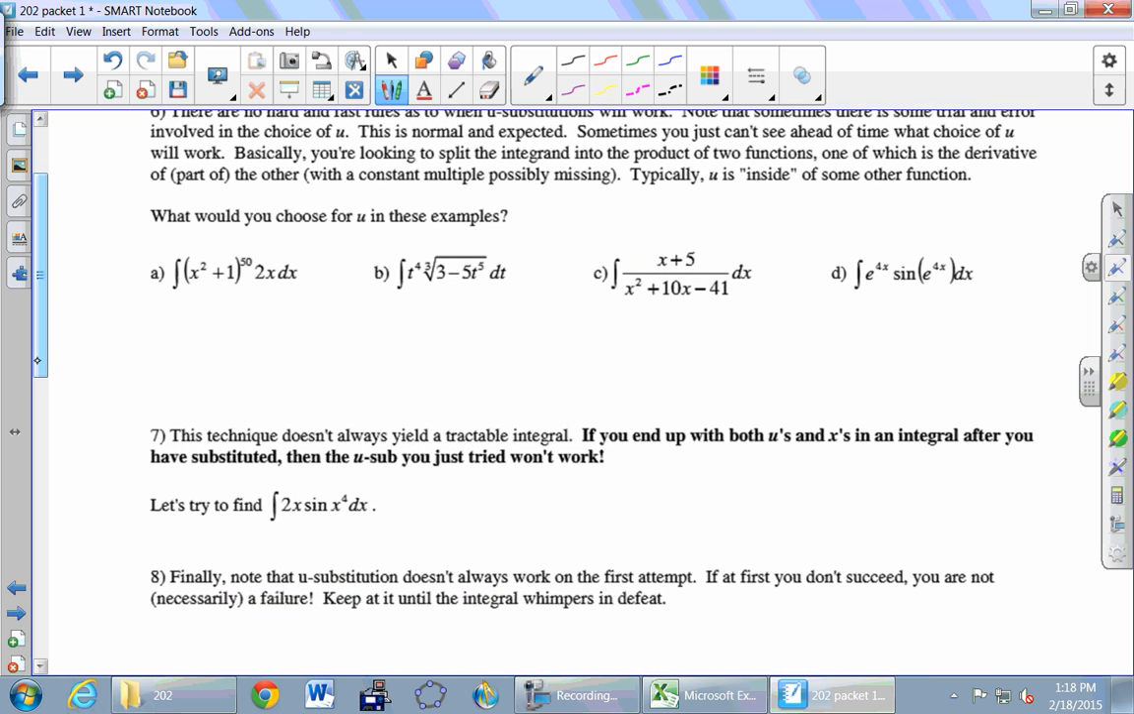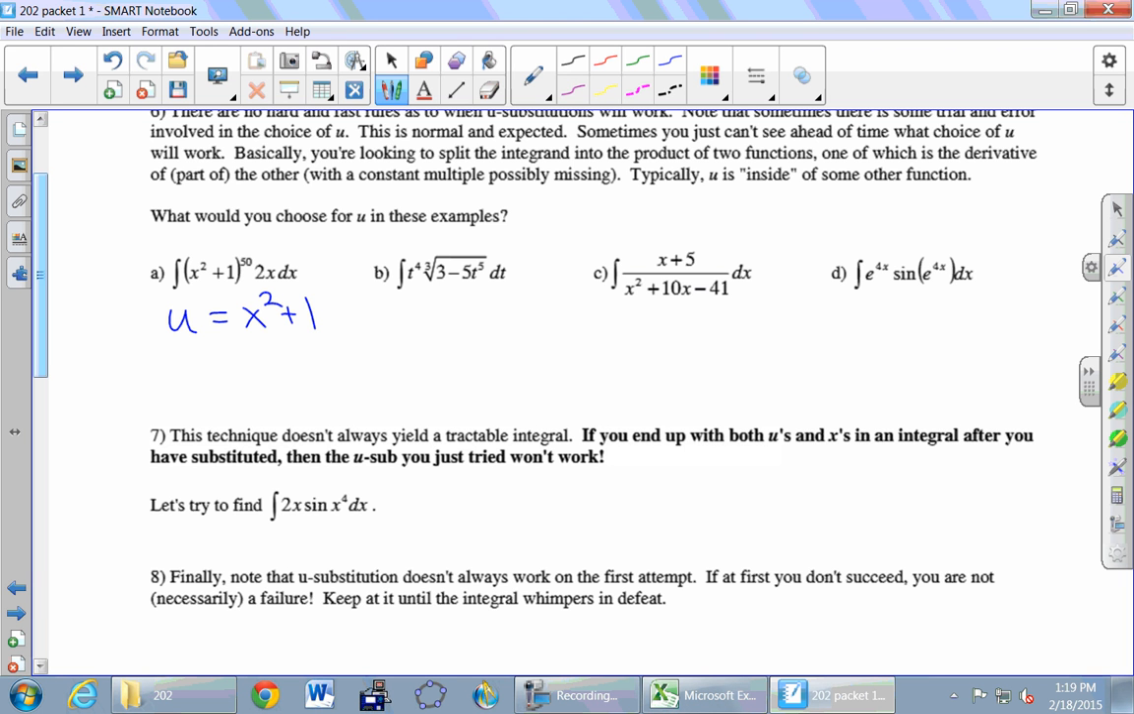Okay, so let's take a look at these 4 examples here. We're going to just do the choice for u: let u equal the inside function, and we're hoping that the rest of the integrand is basically the derivative. So what's a good choice for u in this first example? x squared plus 1, right? Because that's the inside. And if you just mentally take a derivative, what do you get? 2x. Fantastic. 2x is exactly what's sitting out there. So that is just going to become a straight u to the 50 du.